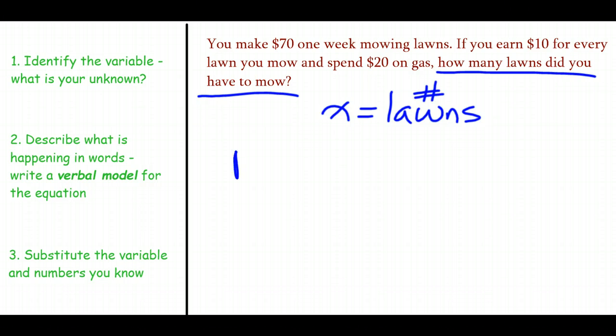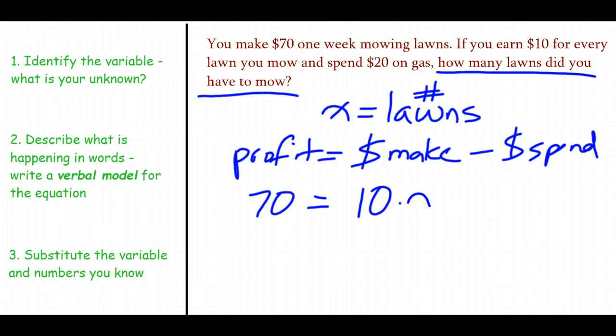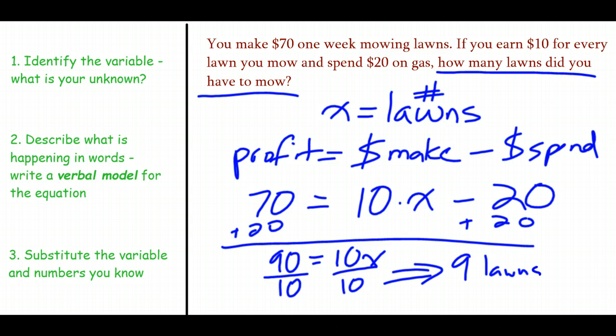Now again, we have the profit, which is what we make after that, is equal to the overall money that we make, or the money that we take in, minus the money that we spend. So $70, which was the amount that we made, has to be equal to $10 per lawn, so 10 times X, minus the $20 we spent on gas. Add the $20 back in, get 90 equals 10X, and then divide both sides by 10 to get that 9 lawns is the amount that you need to mow.